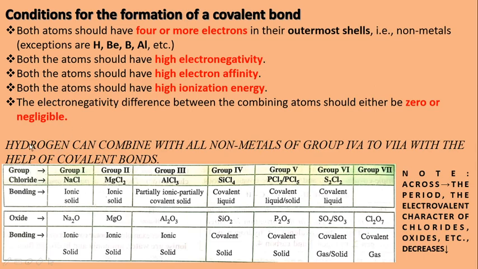Okay, so here hydrogen can combine with all non-metals of group 4A to 7A with the help of covalent bonds. In this slide, you can see groups 1 to 7 with their chlorides, metal chlorides: sodium chloride, magnesium chloride, aluminum chloride, silicon chloride, phosphorus pentachloride.